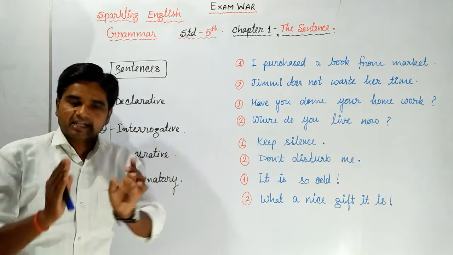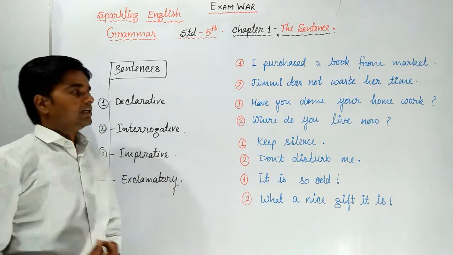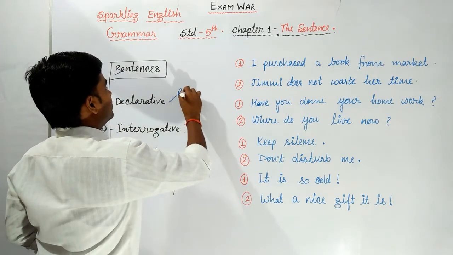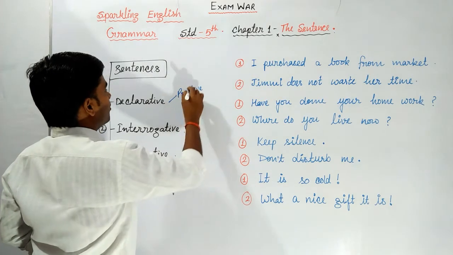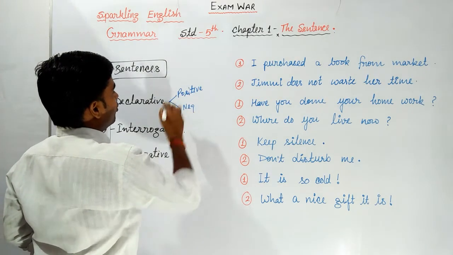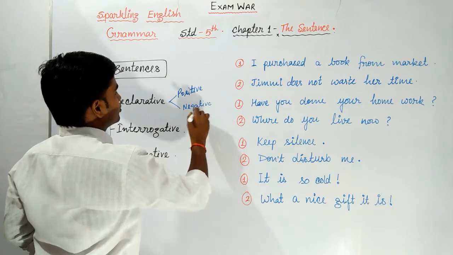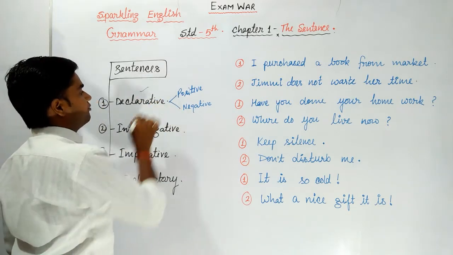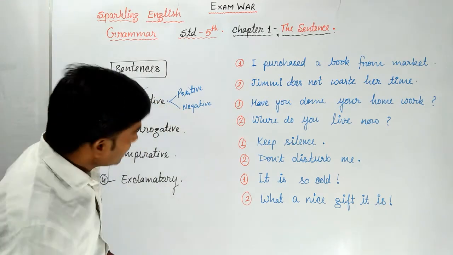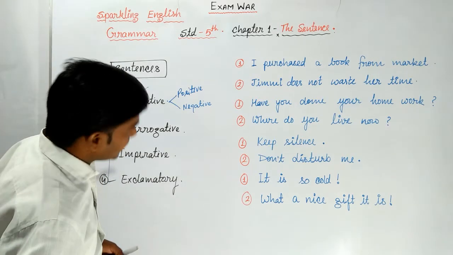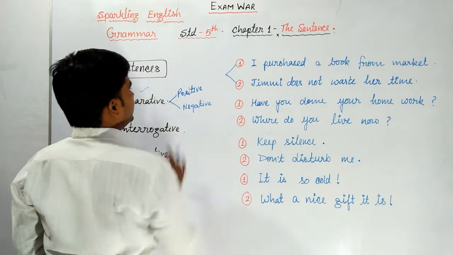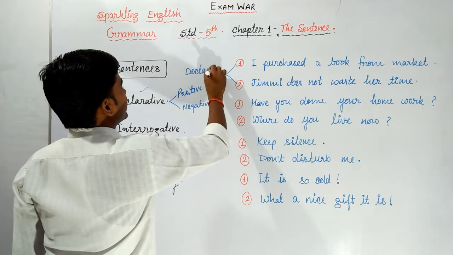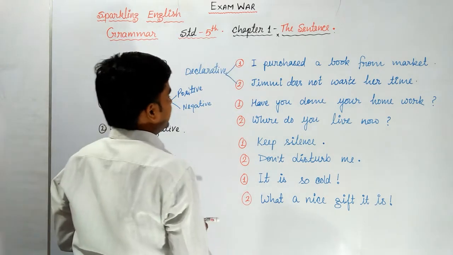Declarative sentence. In declarative sentences, we declare something. We make a statement. A declarative sentence can be positive and can be negative also. And at the last, it has a full stop. Look at sentence number 1 and 2. These types of sentences are called declarative sentences.